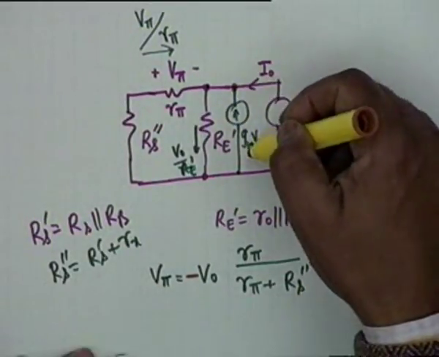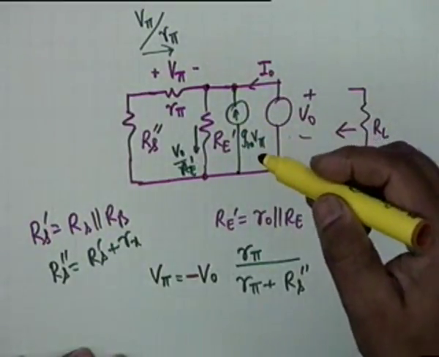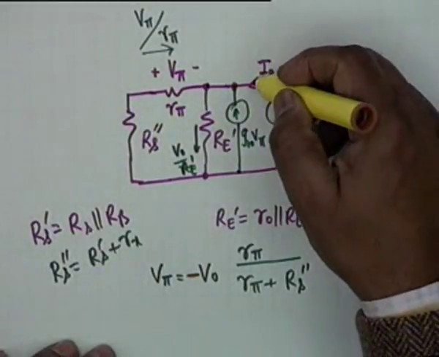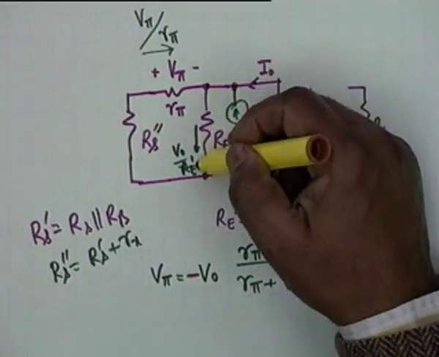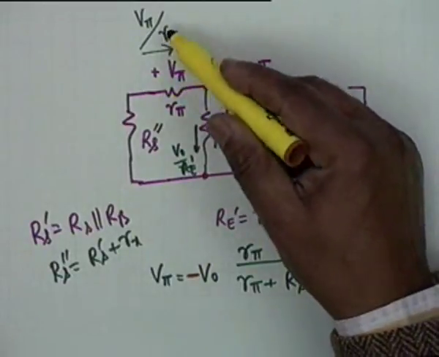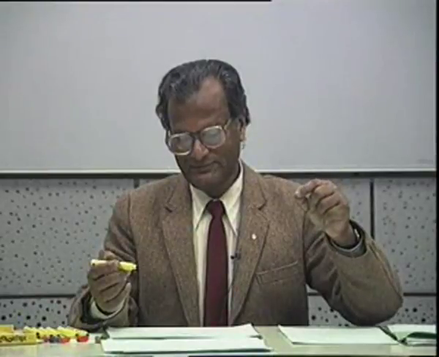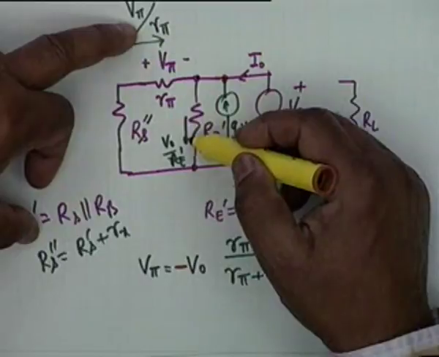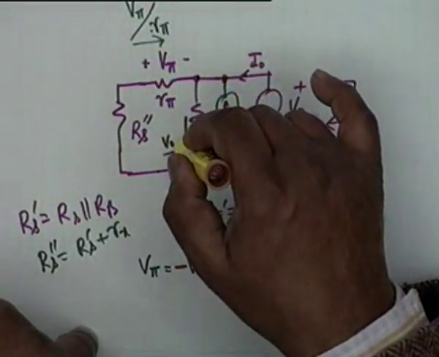I0 equal to Gm V pi. That's right. Okay. I write I0 plus Gm V pi minus V0 by Re prime, then minus V pi by R pi. So I know I0 in terms of, plus V pi. Plus V pi. You see, these three currents are coming, these three, and this is leaving. So this plus this minus this equals zero.